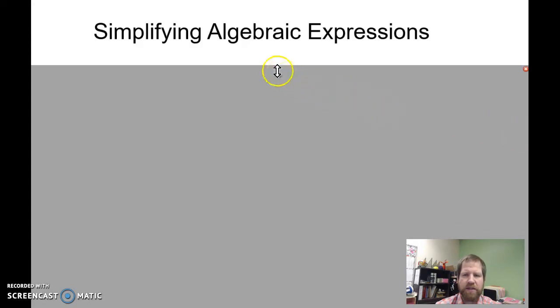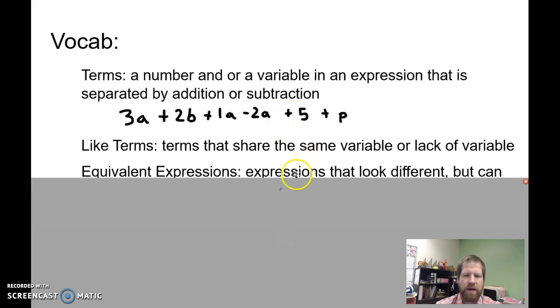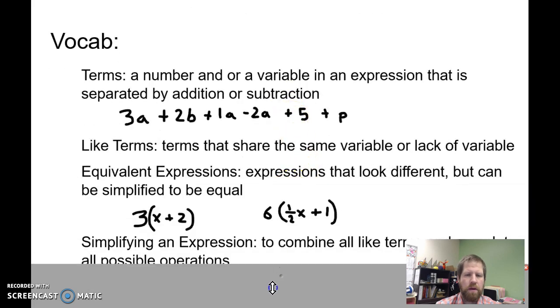Simplifying algebraic expressions. Alright, so we've got some vocab for this lesson.